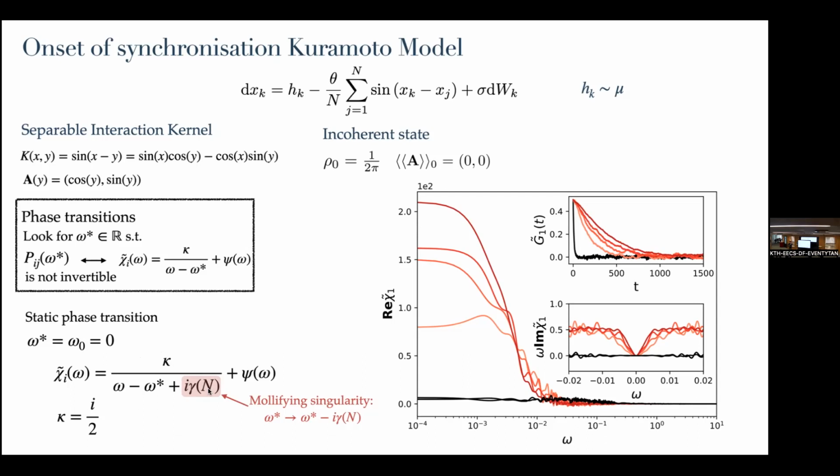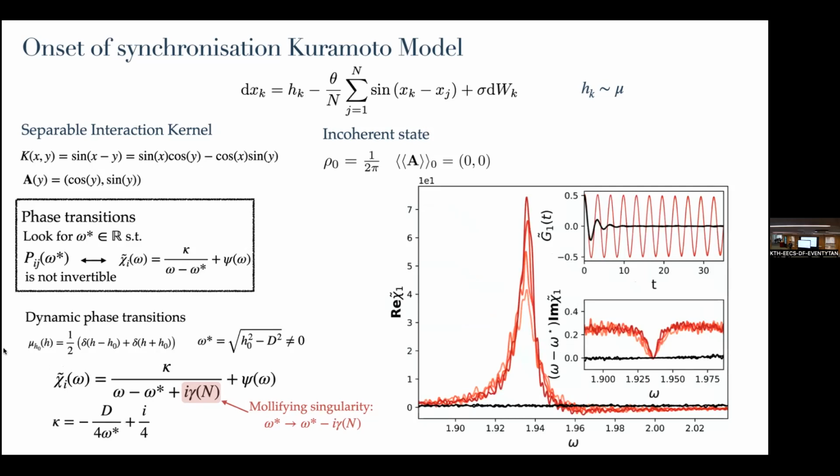So a singularity becomes a resonance, because the finiteness of the system basically shifts down the pole, and what should be a singularity in the thermodynamic limit is just a resonance in a finite system. But still, this signature of criticality holds. And of course, we looked at different kinds of phase transitions of the Kuramoto model. For example, in this case, you have dynamic phase transitions where the susceptibility is diverging, or at least gets a resonance, at a non-zero frequency.